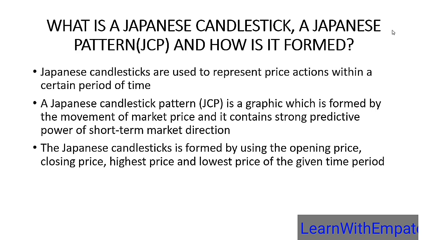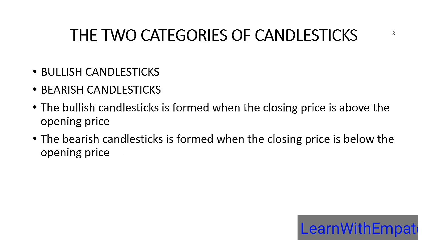Then the Japanese candlestick is formed by using the opening price, closing price, highest price, and lowest price of the given period of time. I'll explain clearly what that means: the opening, the closing, the highest and the lowest price of the candlestick. So the categories of candlesticks are just two. We have the bullish candlesticks and the bearish candlesticks, and under both of them we have other classes of candlesticks, but today I'm just giving you the candlesticks anatomy.